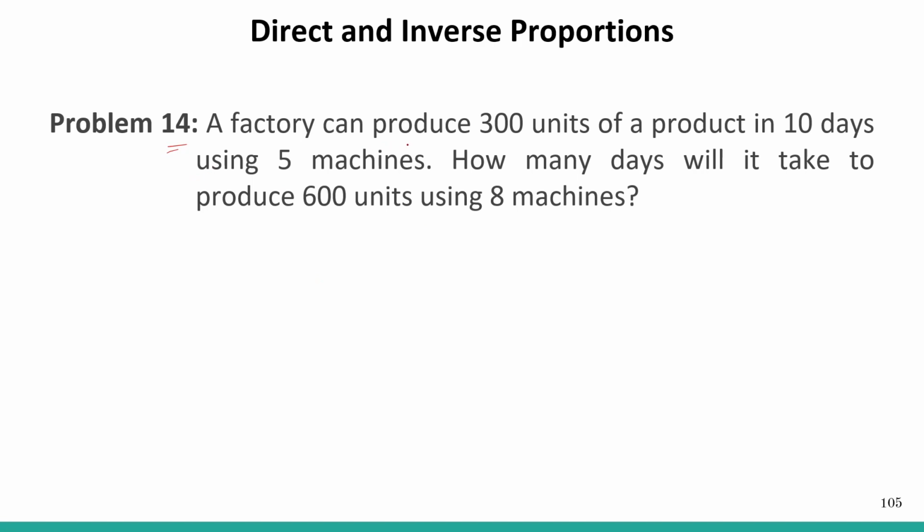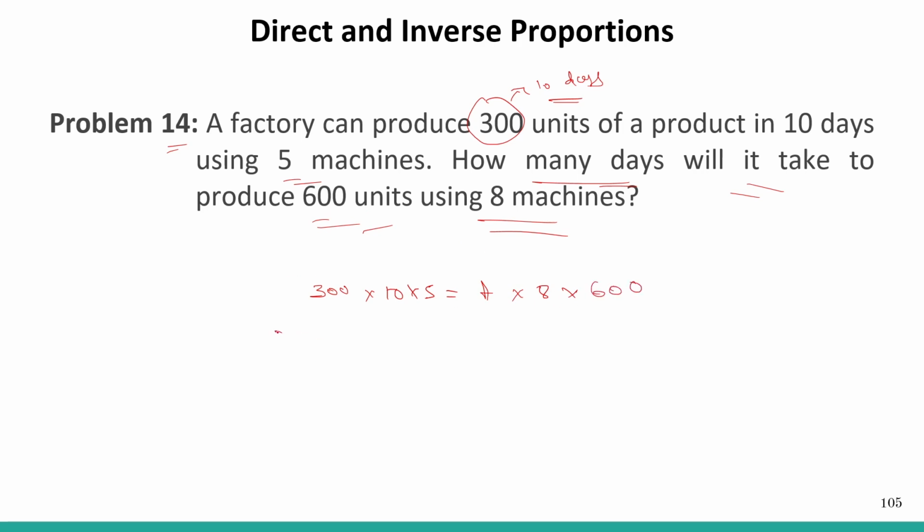Okay. So a factory can produce 300 units of a product in 10 days using 5 machines. So how many days will it take to produce 600 units using 8 machines? So the amount is 300, the time they took is 10 days, and the number of machines used is 5. How many days will it take now? Let the new time needed be T, the number of machines used is 8, and the number of units produced is 600.